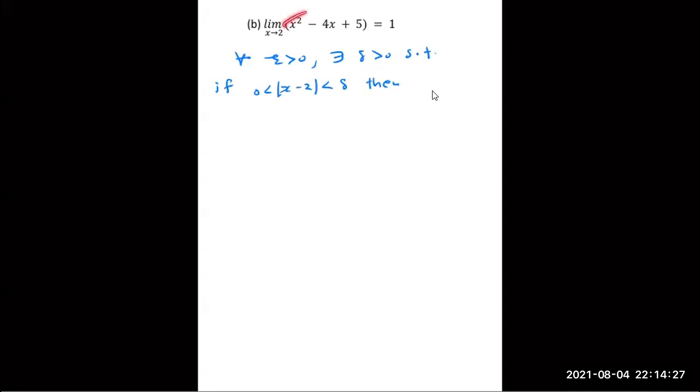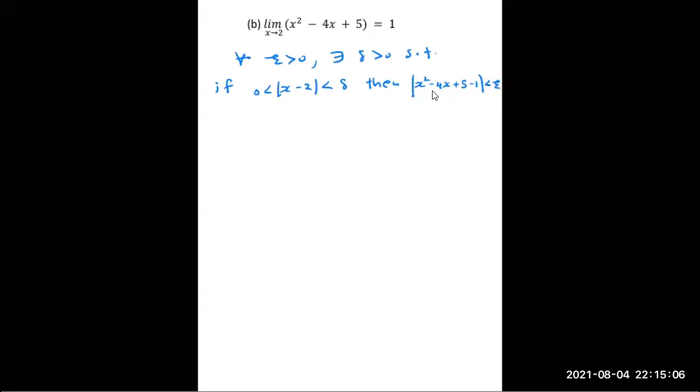What is your f of x in this case? This is your f of x, this is your L. Okay, so that means absolute value of x squared minus 4x plus 5 minus 1, this should be less than epsilon. This is your f of x, okay? Now, if you simplify this, all right, this is the formal statement. Then how do you find the delta in terms of epsilon? Again, we start with this. Oh, this should be epsilon, pardon me. Be less than epsilon.